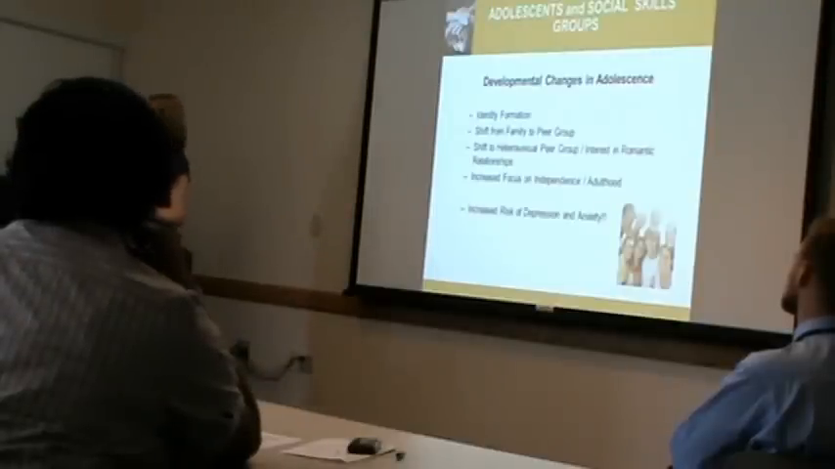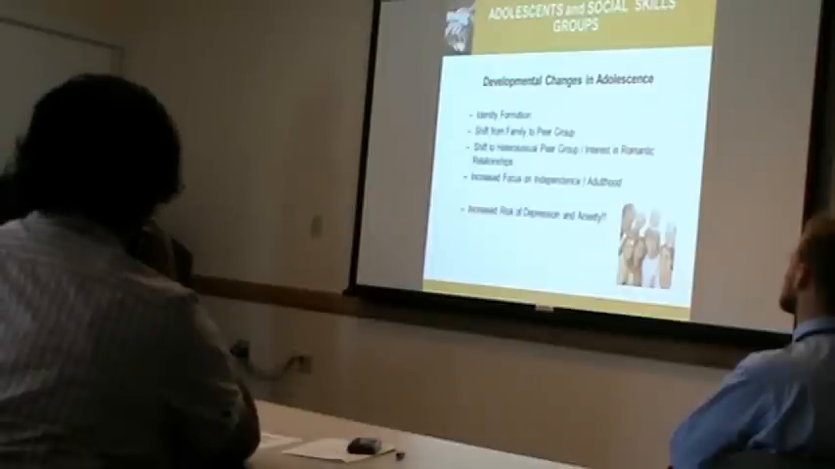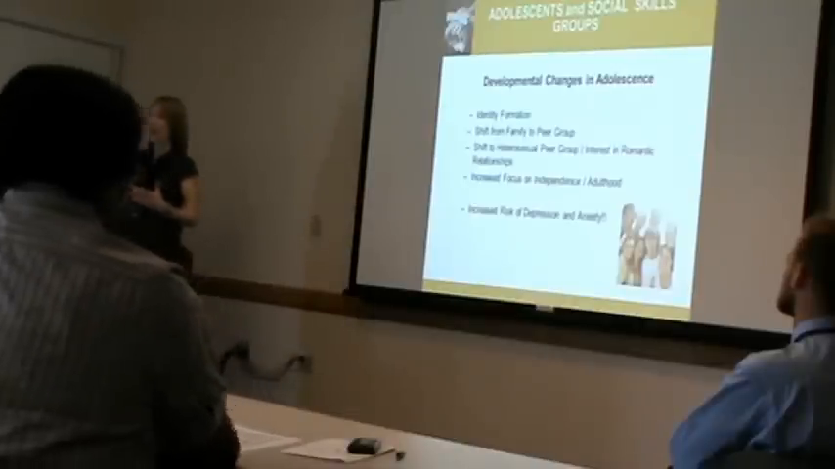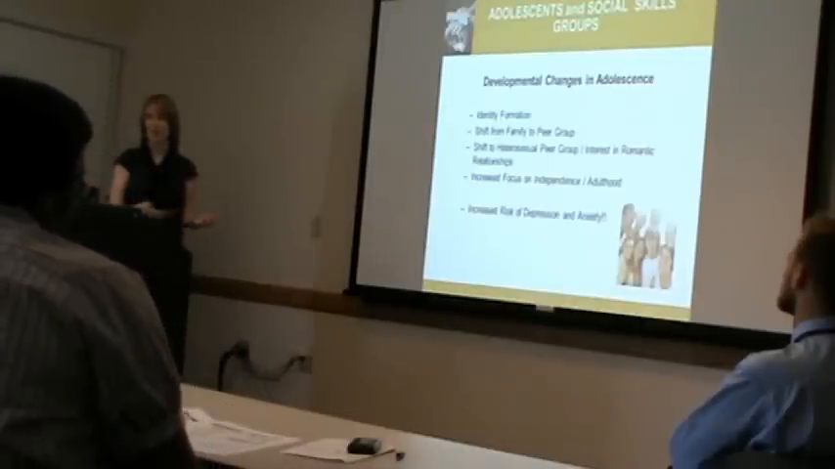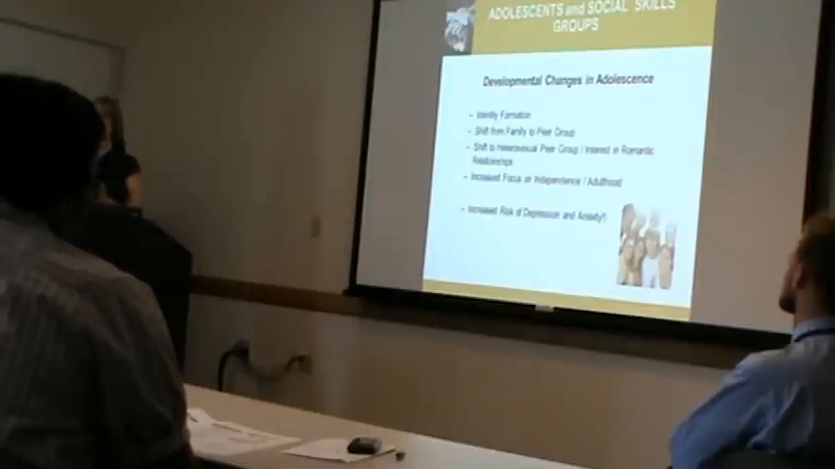So just a quick review. During the teenage years, there's this really increased focus on identity formation. Teenagers are experimenting with different roles and identities to really try to figure out who they are. That's what they're supposed to be doing. There's a shift away from the family as being the main source of information and feedback, and a shift to peers. So peers are increasingly becoming the people who provide information, offer feedback and critique about your social skills.